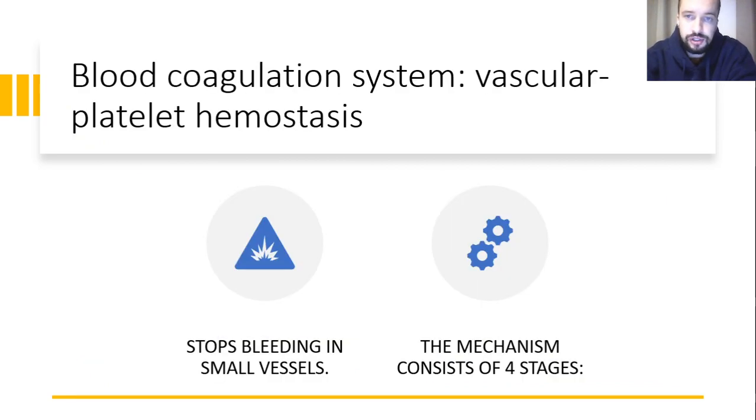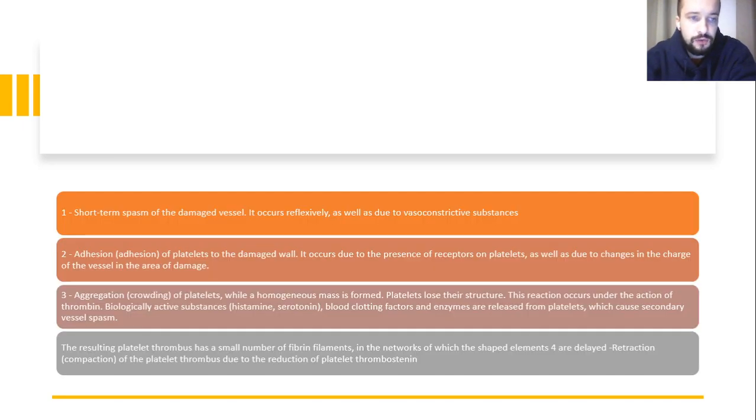Blood coagulation system, vascular platelet hemostasis. We have two types of hemostasis, and first is vascular platelet. It stops bleeding in small vessels, and the mechanism consists of 4 stages. First, short-term spasm of the damaged vessels. It occurs reflexively as well as due to vasoconstrictive substances. Second, adhesion of platelets to the damaged wall.